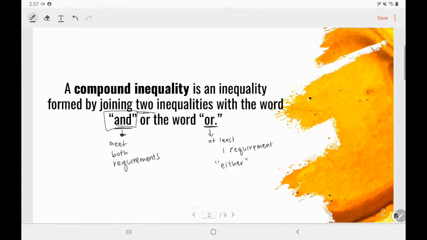Now, if instead they say you need to be either 13 or you need to be 5 feet tall, that means if I'm 11 but I'm 5 feet tall, I can ride the ride. Or vice versa. If I'm 4'8" but I'm 13, I get to ride the ride. So "and," again, both requirements, or "or," I fit at least one.